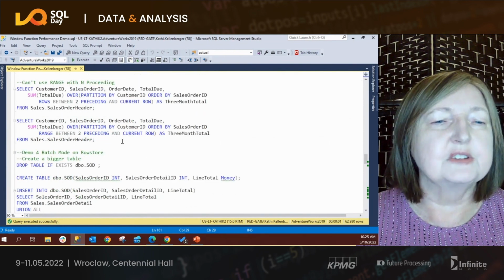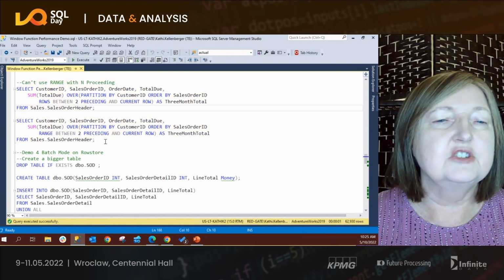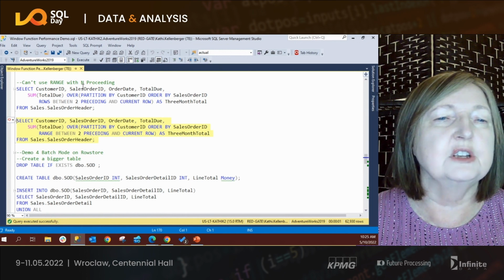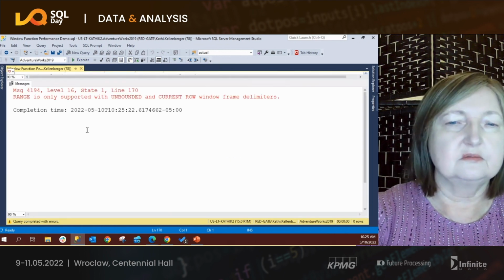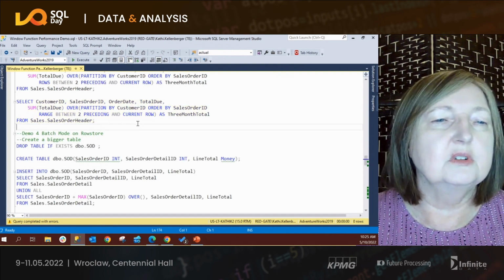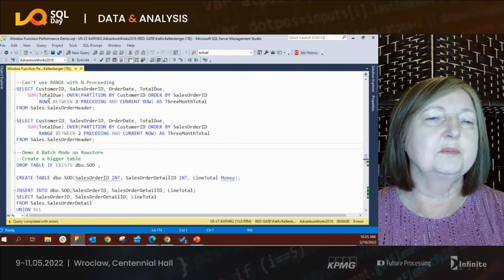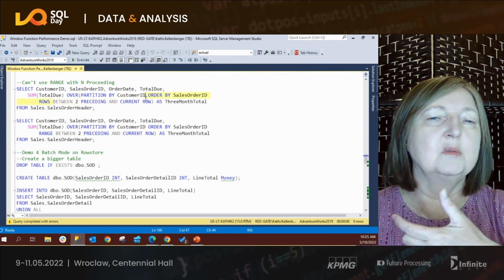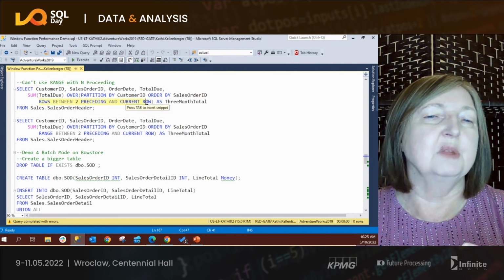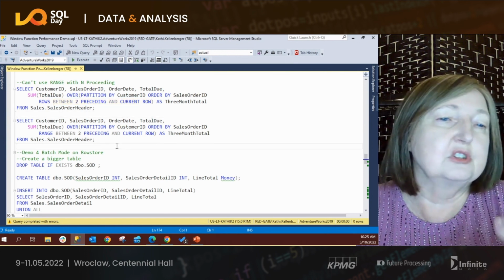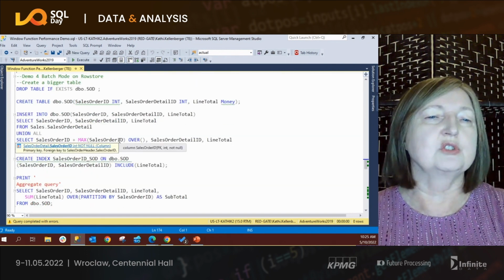Oh, I forgot to run this little piece. I just want to show you that if you're using n preceding, range does not work with it. So let's ignore that. And if you're doing that moving window, where you have like 3 rows moving, you have to specify the frame there. Otherwise, you can't do it. You have to. All right, so demo 4, batch mode on row store.